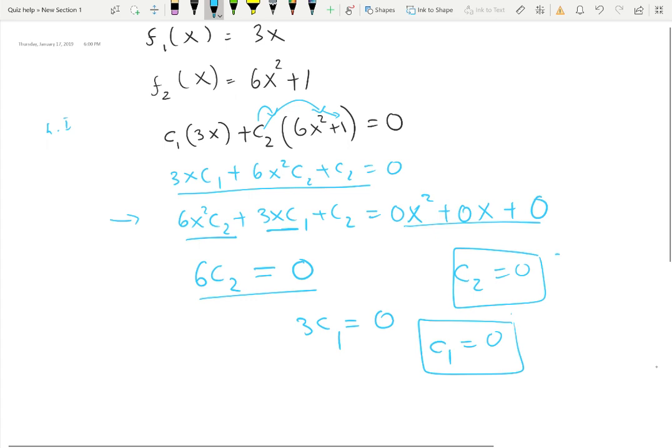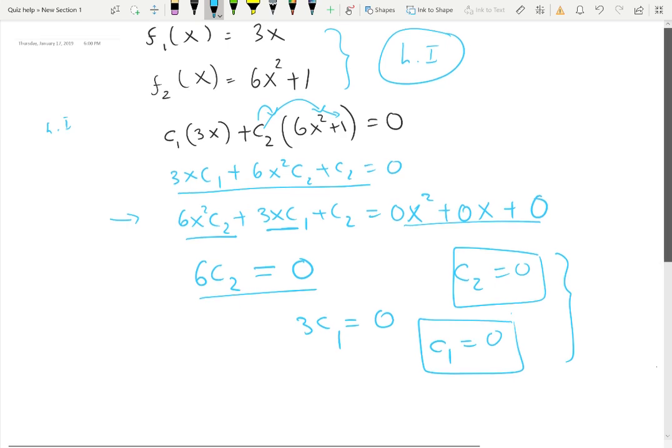So now we can see both c1 and c2 are 0. That means these two functions are linearly independent. So we do a coefficient comparison to solve for c1 and c2, and we get c1 and c2 both 0. Every coefficient is 0, so these two are linearly independent functions. They are not constant copies of each other.